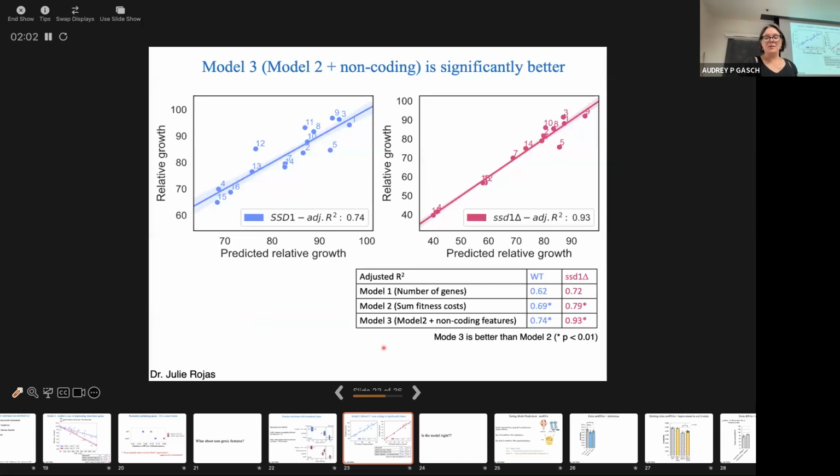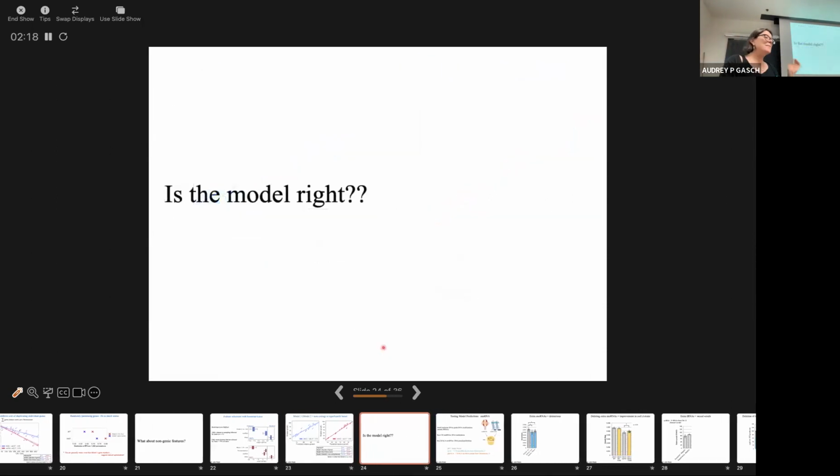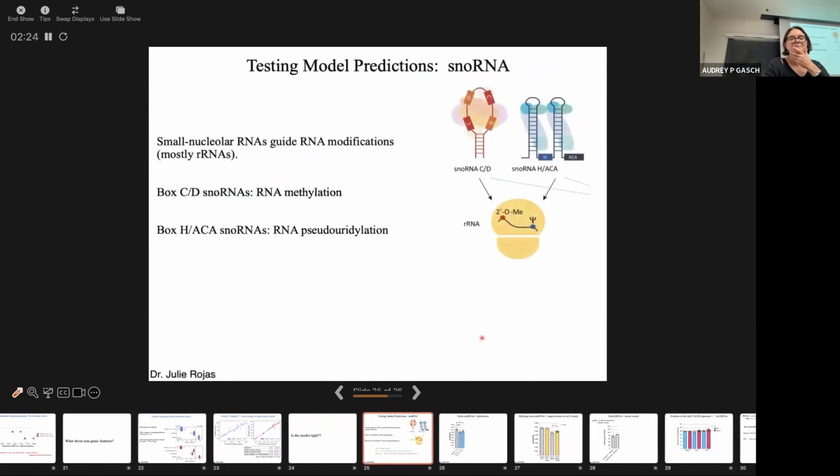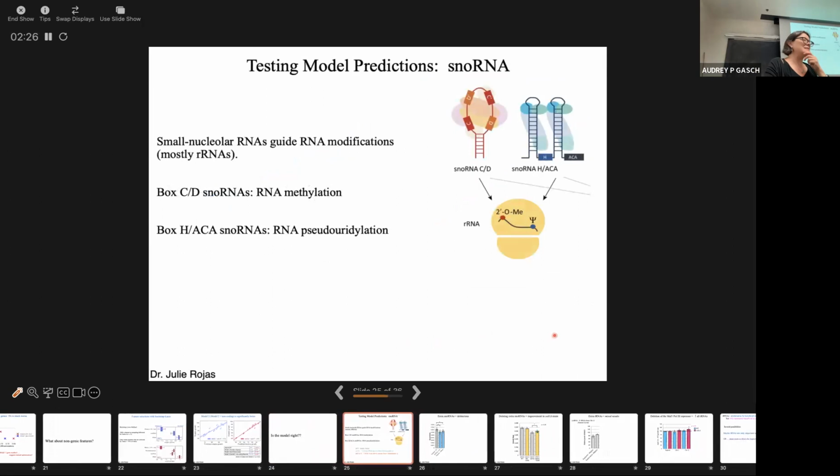Now, the problem with models is that, how do you know the model's right? In a lot of modeling stuff, many of you may be aware, big data and modeling and AI is very, very trendy right now. How do you know those predictions are right? Often you don't. But in yeast, the amazing thing is we can go in and test some of these hypotheses, and that's what Julie has done. The first thing she wanted to test is it really true that duplicating the SNO RNAs is deleterious?